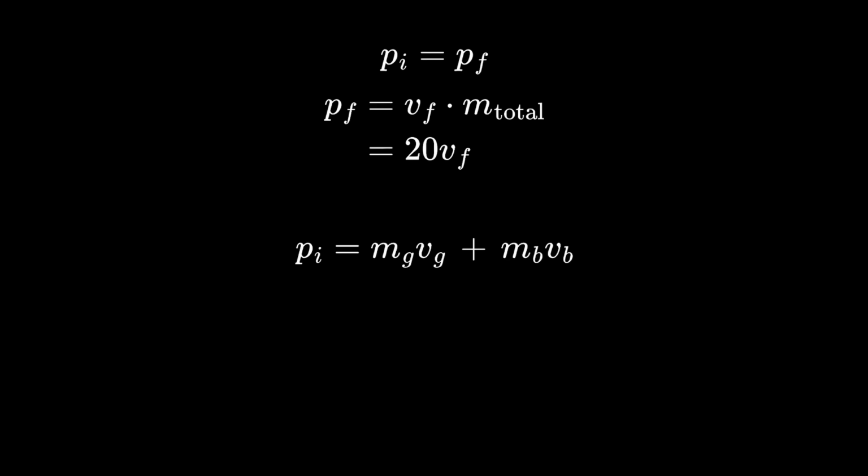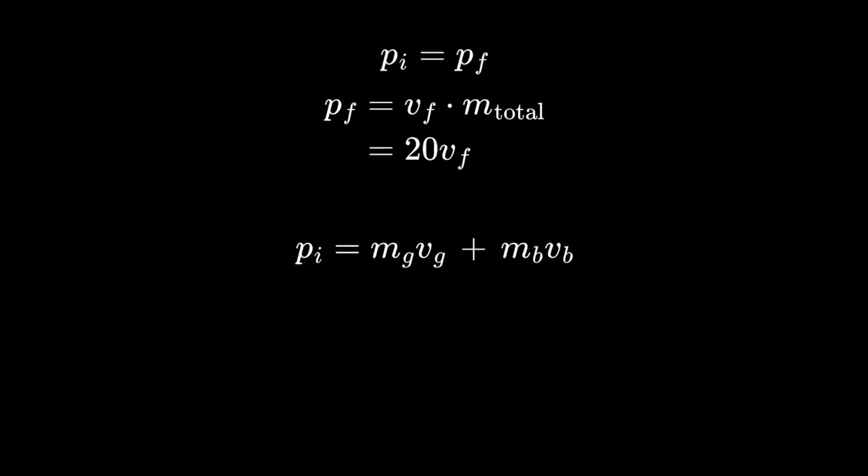And if we use our conservation of momentum, we have the initial momentum is equal to the final momentum. And final momentum is pretty easy to just algebraically write out. It's the final velocity times the total mass, and we're going to plug in 20 for total mass just to keep it simple. So it's 20 v final. But the momentum before is a little more tricky to find out.